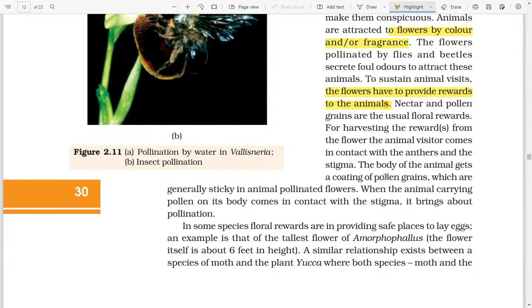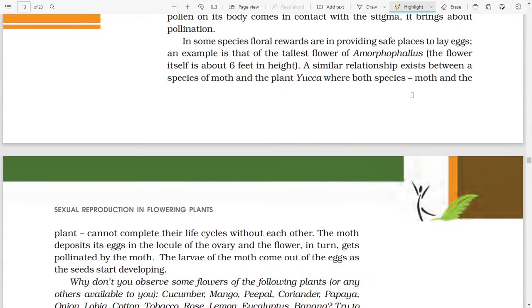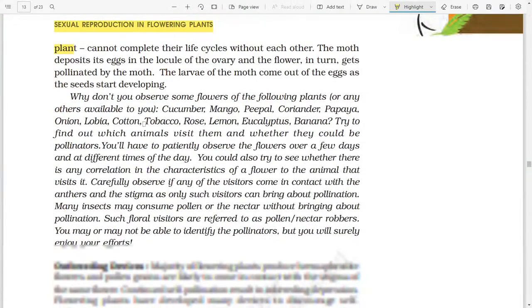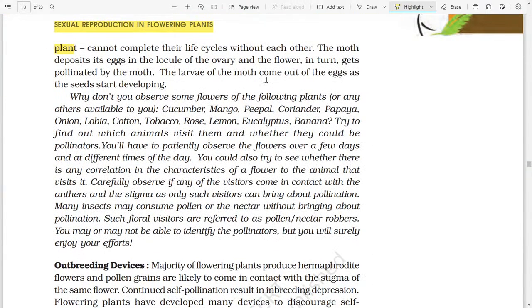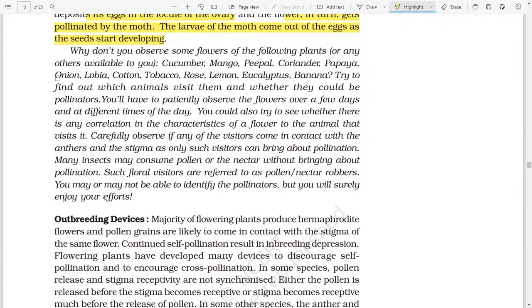In some species, the floral reward is in providing safe places to lay eggs. An example is the tallest flower, Amorphophallus, the flower itself being 6 feet in height. A similar relationship exists between a species of moth and the yucca plant, where both the moth and the plant cannot complete their life cycle without each other. The moth deposits its eggs in the locule of the ovary and the flower in turn gets pollinated by the moth. The larvae come out of the eggs as they start developing.